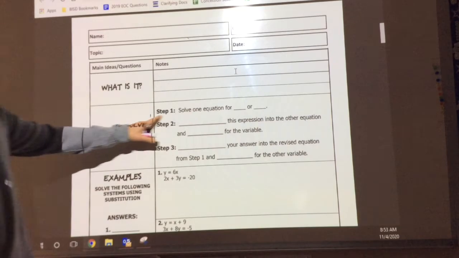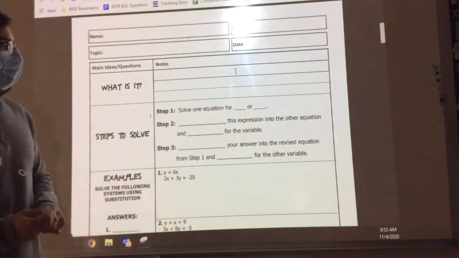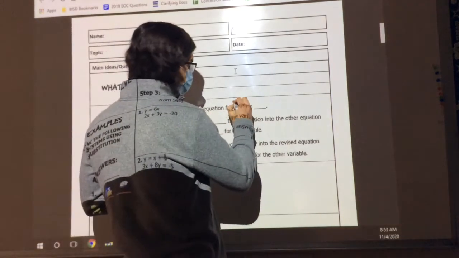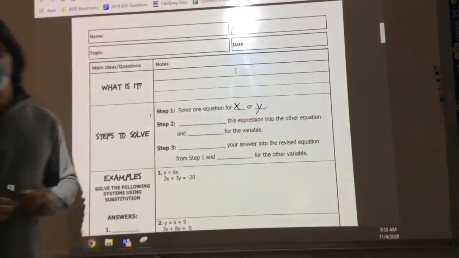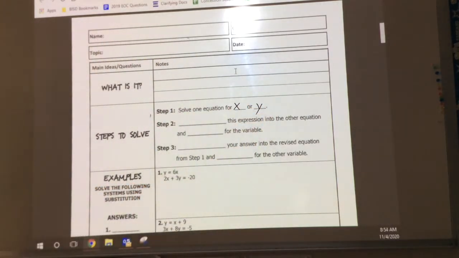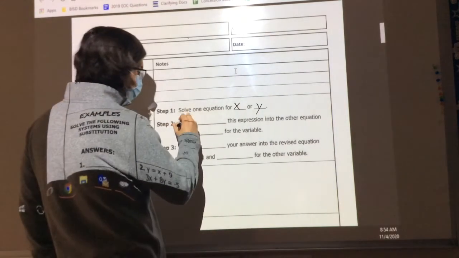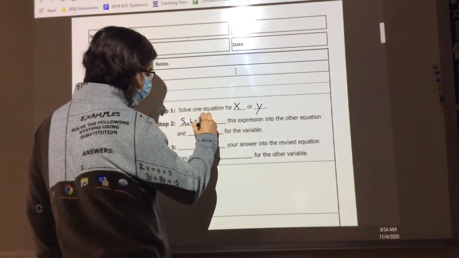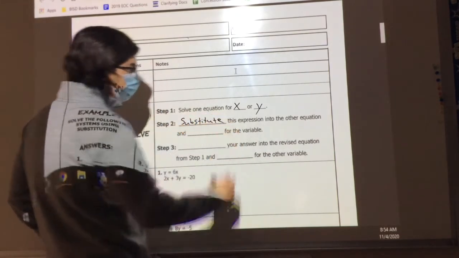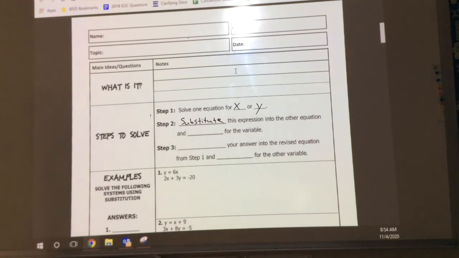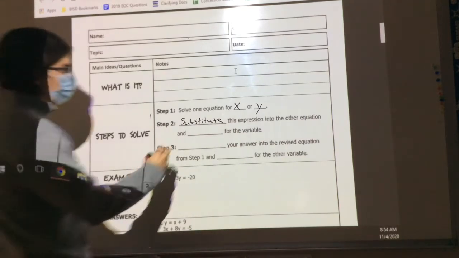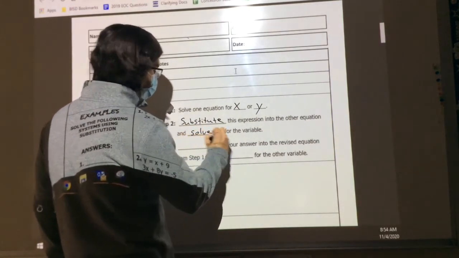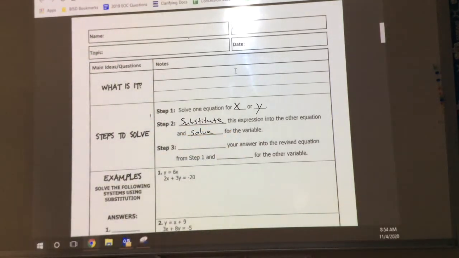So it says solve one equation, and we're solving for either the x or the y value. So nothing new here. We're still looking at x and y. We're solving for the x or the y value. Step 2 is we're going to substitute or replace one of those values with another equation. And then we're going to solve for the variable. Now, I know that doesn't make a whole lot of sense at this time, but I'll get there.